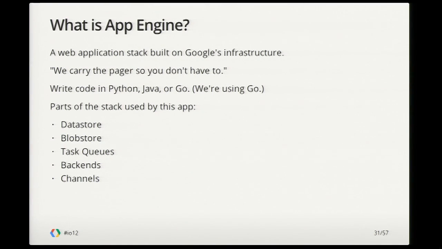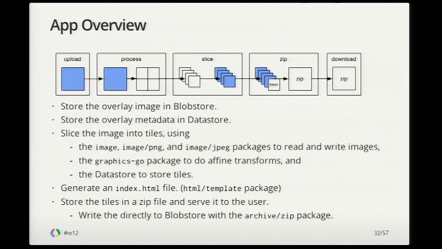In this application, we actually use a variety of the services available in App Engine, and I'm going to talk through some of that. So just an overview of how the app works. There are 5 main parts of the app. The first is the upload handler, which receives the file from the user and stores it into the Blob Store service, which is a service for storing large unstructured data.